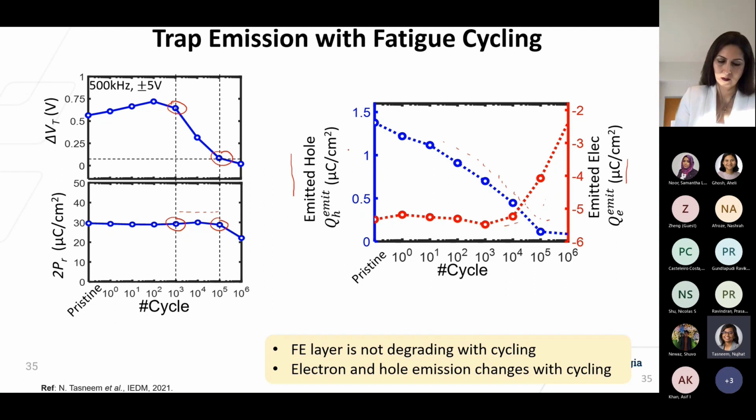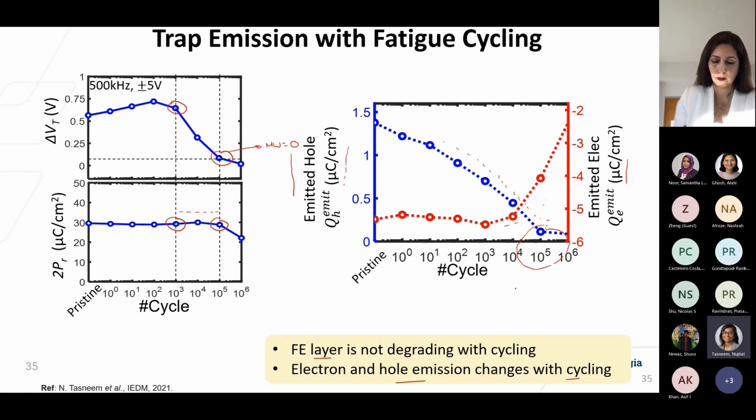More specifically, the amount of emitted hole actually becomes zero at around 10 to the power 5 cycles, which is the same point where the memory window also closes. So these results indicate that it's not the Fe layer, rather the electron and hole dynamics, specifically the hole emission, that plays a significant role in FFET's performance with fatigue cycling.